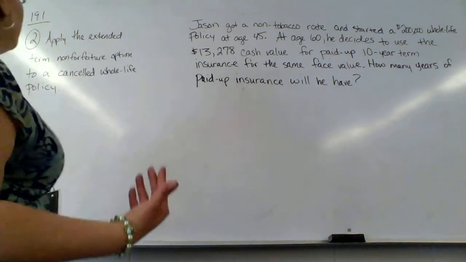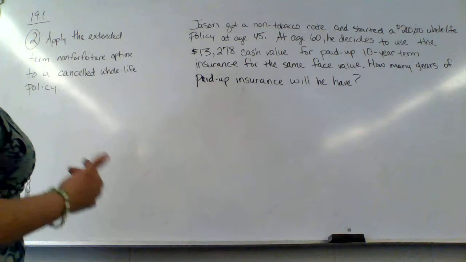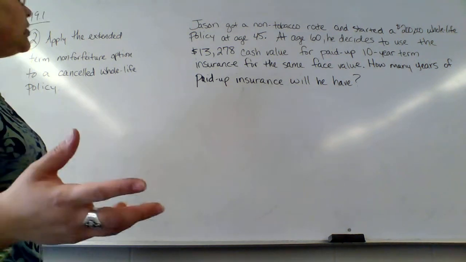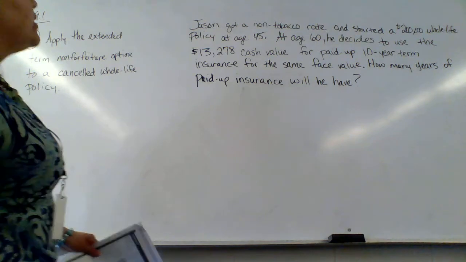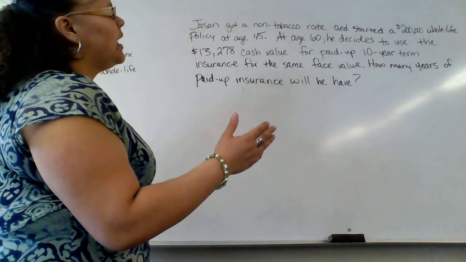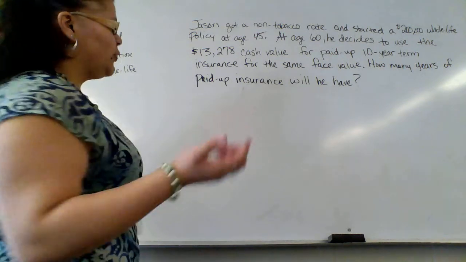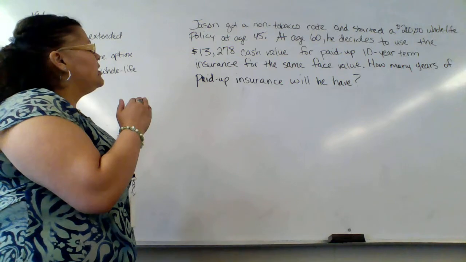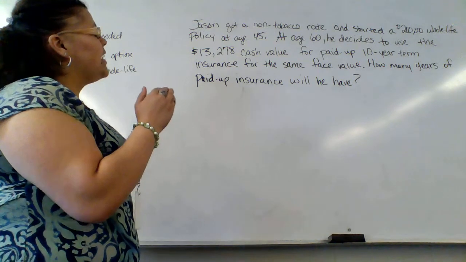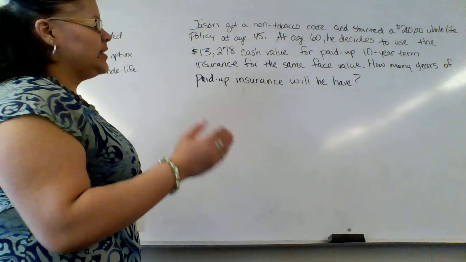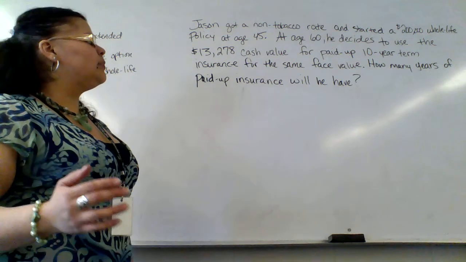So now we're going to apply the extended term non-forfeiture option to a canceled whole life policy. And by doing that, we're going to use an example. So we have Jason, who got a non-tobacco rate and started a $200,000 whole life policy at age 45. At age 60, he decides to use the $13,278 cash value for paid up 10-year term insurance for the same face value. How many years of paid up insurance will he have?